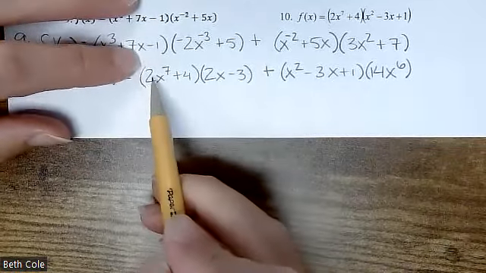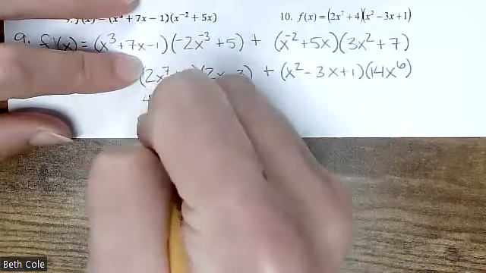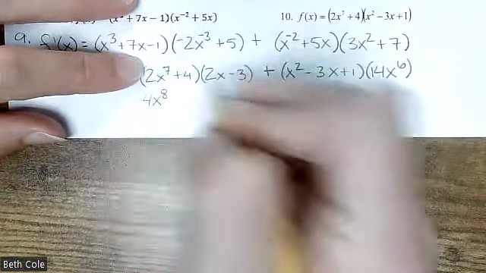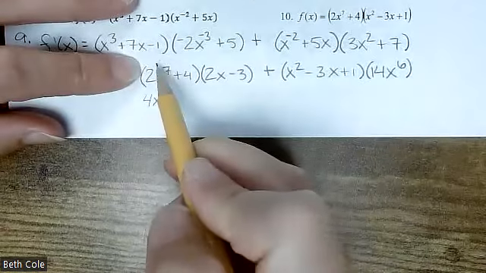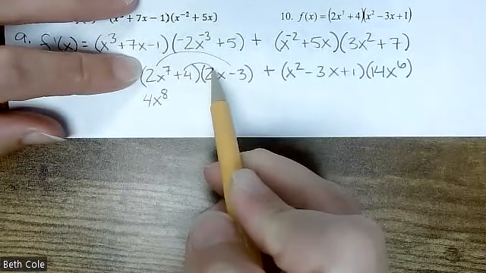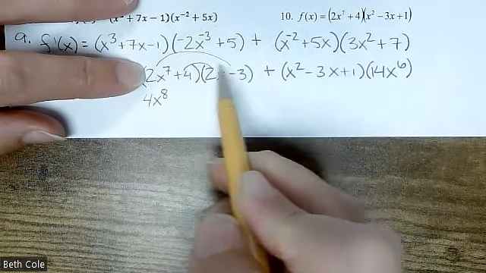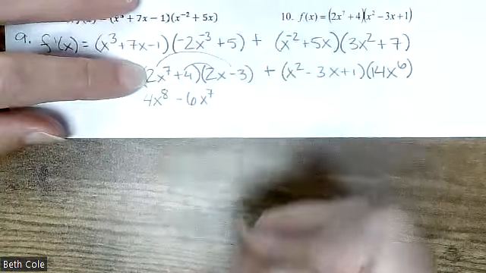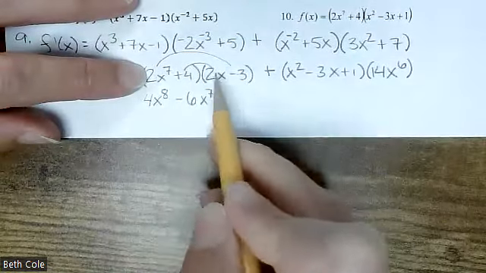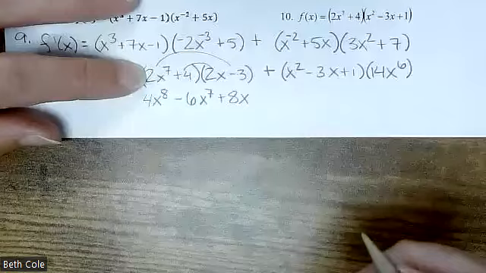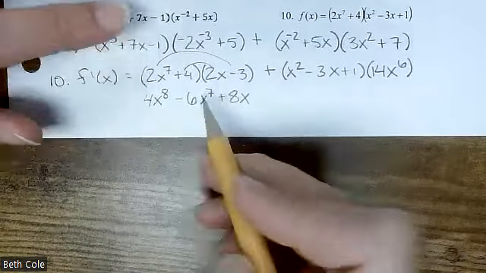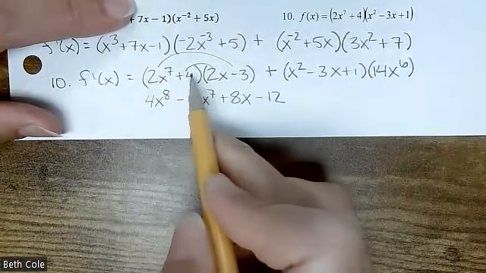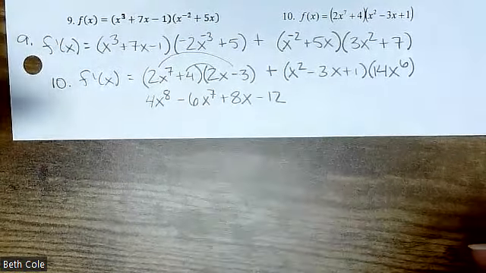So let's multiply these. The first 2 times 2, 4, x to the 7th times another x, the x to the 8th. Now I'm going to draw in my little rainbows. When you distribute to here, that'll be minus 6x to the 7th. When I multiply the insides, that'll be plus 8x. And then minus 12, 4 times negative 3.